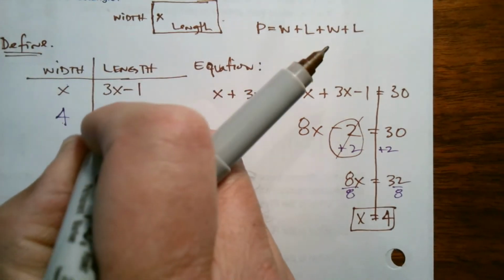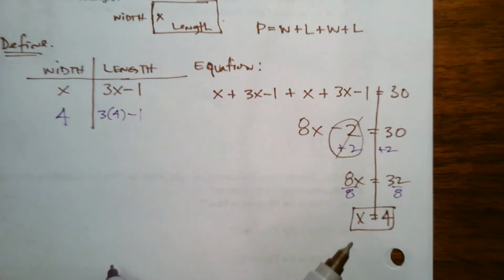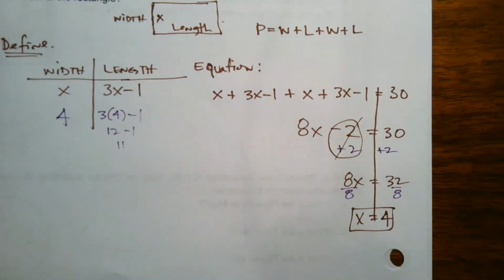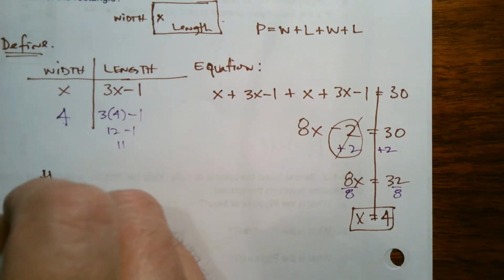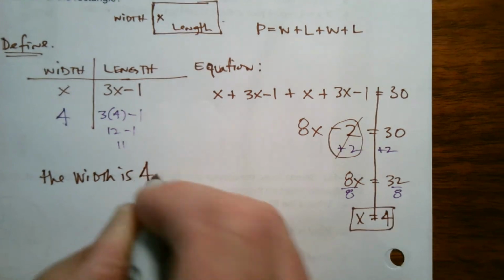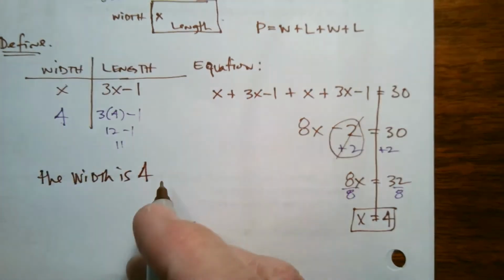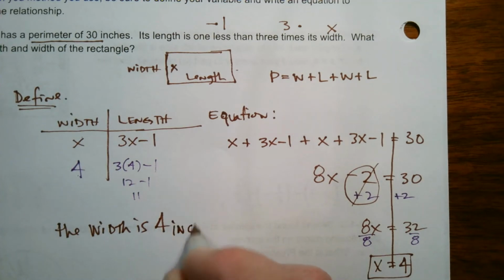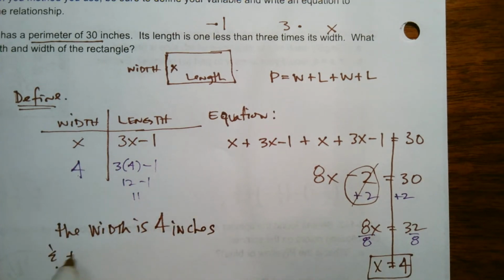And that means the length is 3 times 4 minus 1. 3 times 4 is 12. 12 minus 1 is 11. So there's my answer. So the width is 4, and what's my units? Inches, right? I was dealing with 30 inches, so 4 inches. And the length is 11 inches.